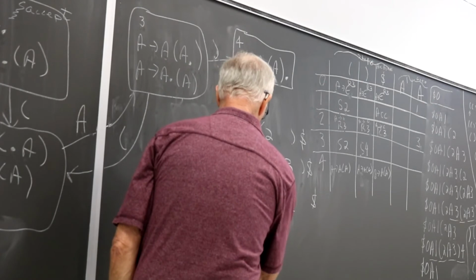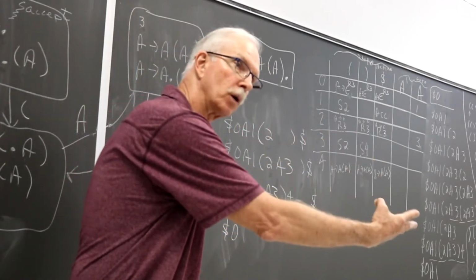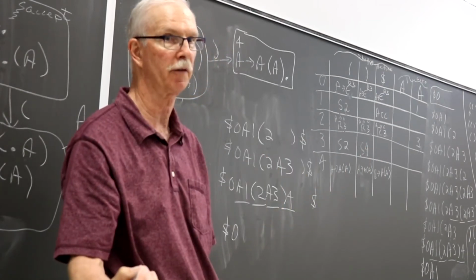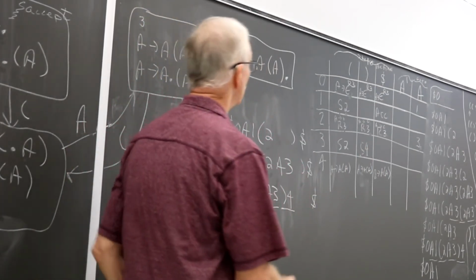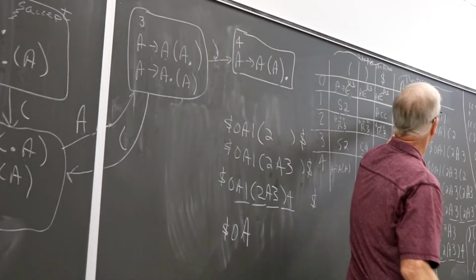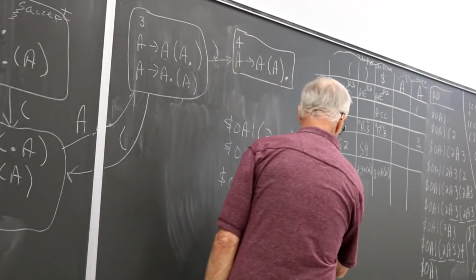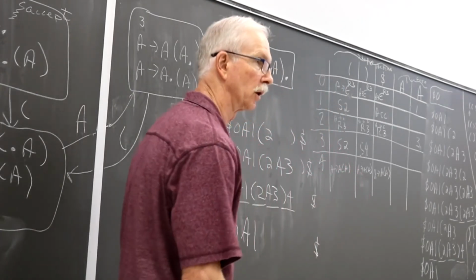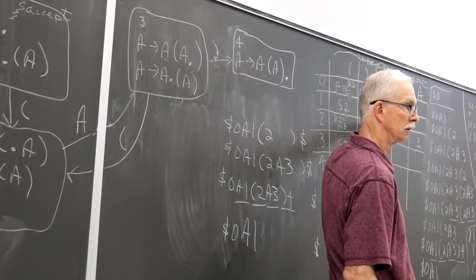So I get $0. I took off the right-hand side, I push on the left-hand side, A. 0A, I'm in state 1. Dollar input. 1 dollar, accept.